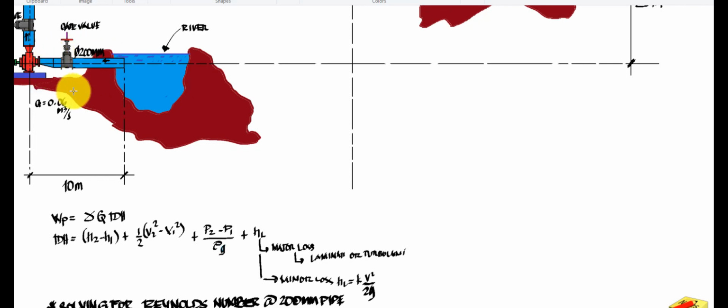So at this part, we have a total length of 10 meters. Assuming they will be using the maximum length, starting from here going there, we are going to assume it is already a 200 mm length of pipe, excluding this point.